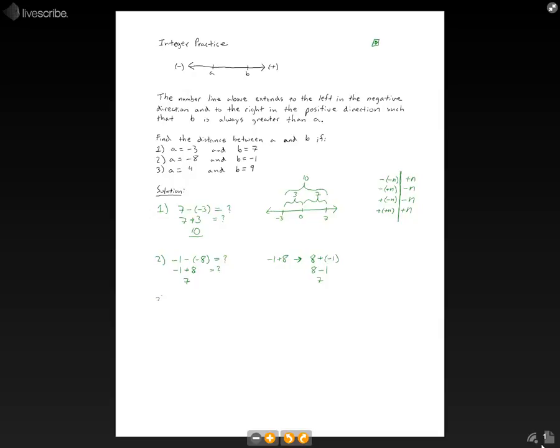Okay, so let's look at the last one, number 3. A equals 4 and B equals 9. So we'll start with the larger number and find the difference. So 9 minus 4. And this one's pretty straightforward. It equals 5. So there are your 3 solutions.